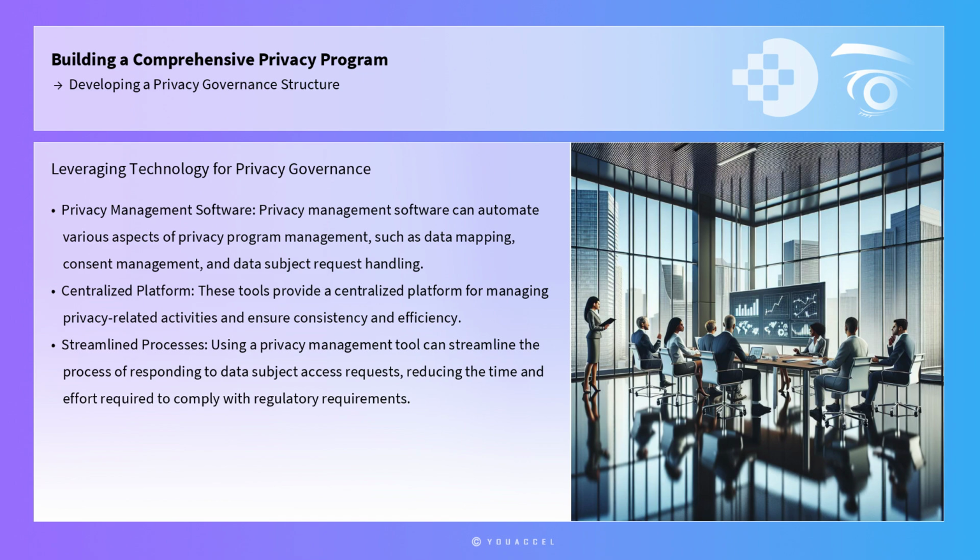Organizations should leverage technology to enhance their privacy governance structure. Privacy management software can automate various aspects of privacy program management, such as data mapping, consent management, and data subject request handling. These tools provide a centralized platform for managing privacy-related activities and ensure consistency and efficiency. For instance, using a privacy management tool can streamline the process of responding to data subject access requests, reducing the time and effort required to comply with regulatory requirements.